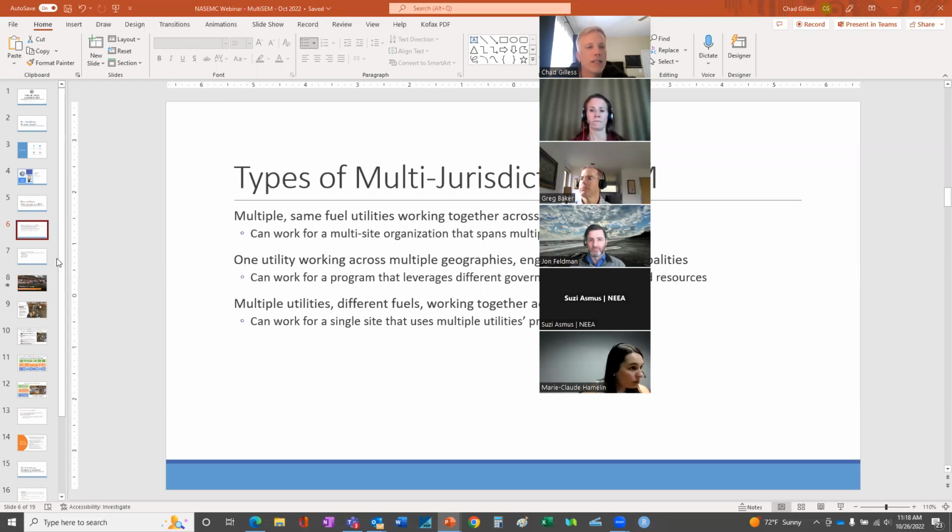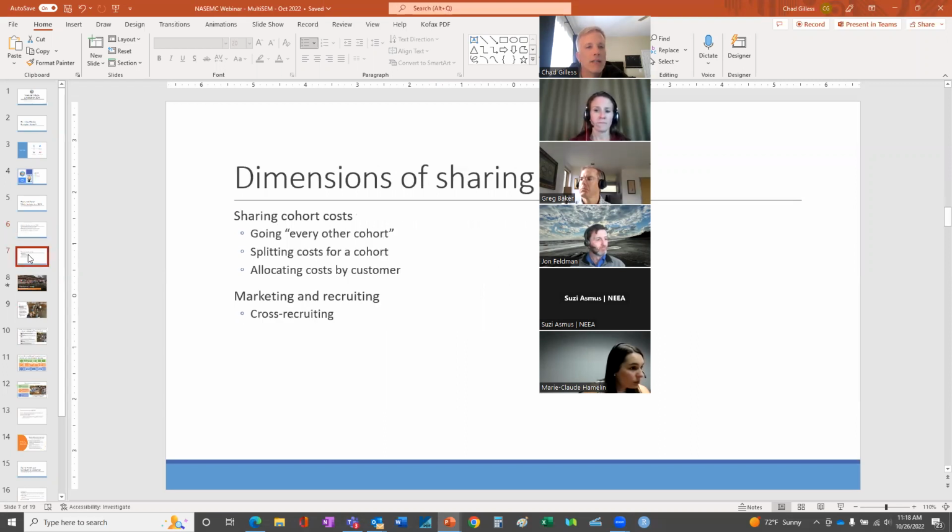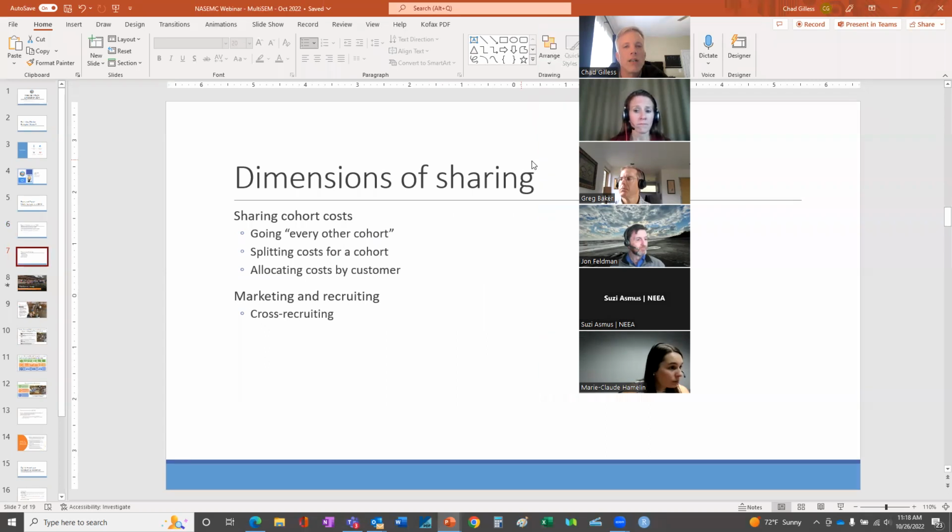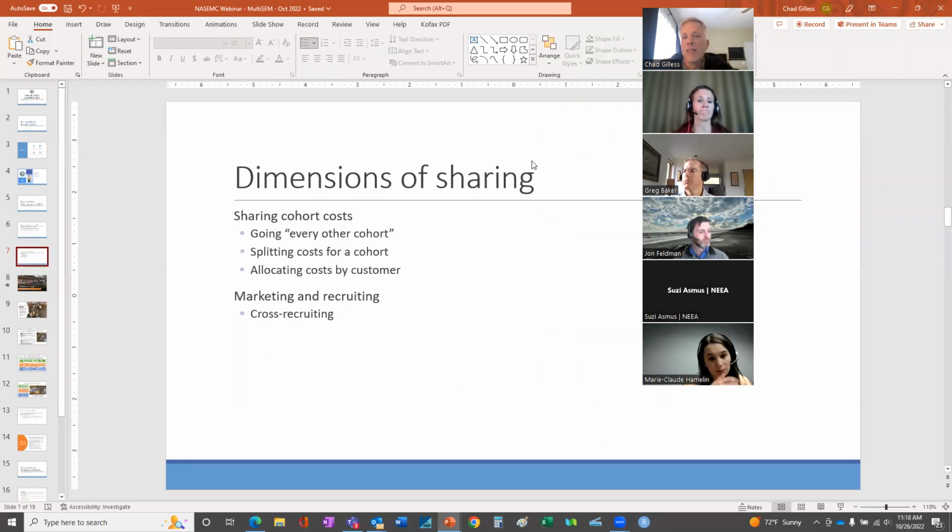Okay, next dimension to this: the dimensions of sharing. As I was thinking about programs that can span multiple jurisdictions, I thought of a couple of ways the collaboration, for lack of a better term, could work.